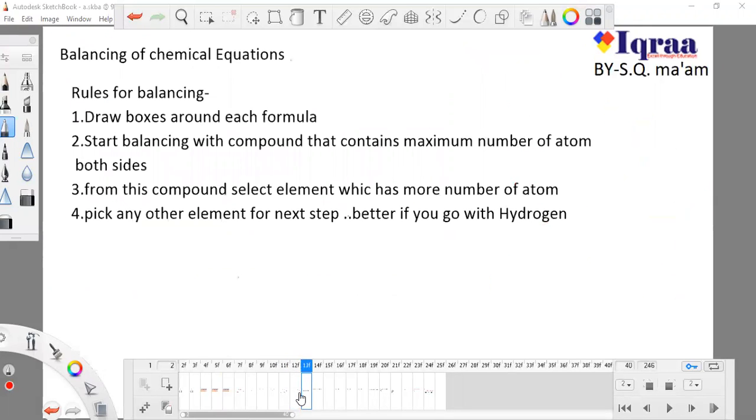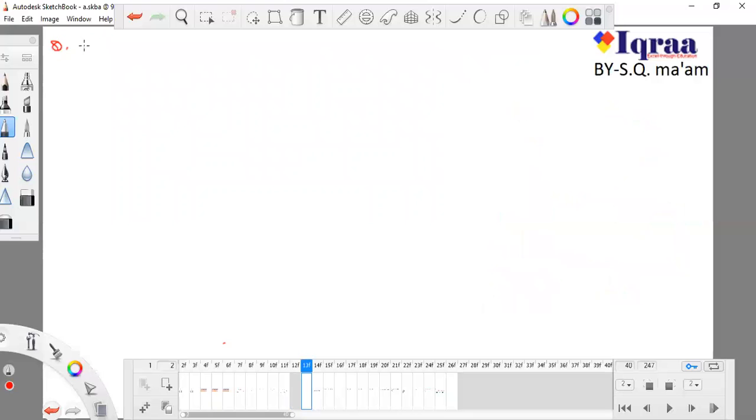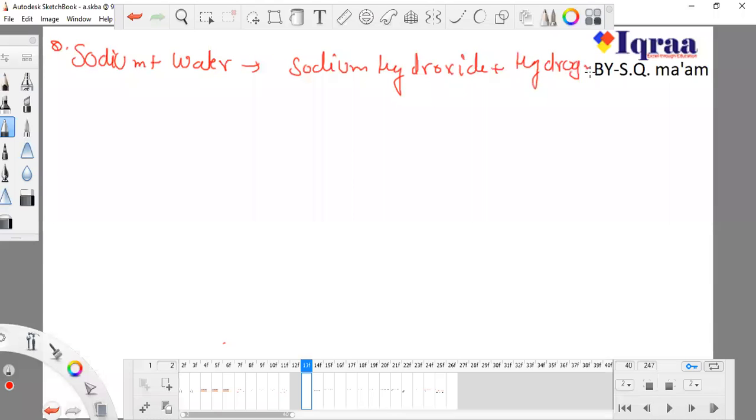I just deleted my written question by mistake. Wait, I will write this again. Sodium plus water gives sodium hydroxide plus hydrogen. Okay, that is sodium, that is water, this is sodium hydroxide. Sodium and hydroxide are separate, but now they are asking us to write them together, and this is hydrogen.